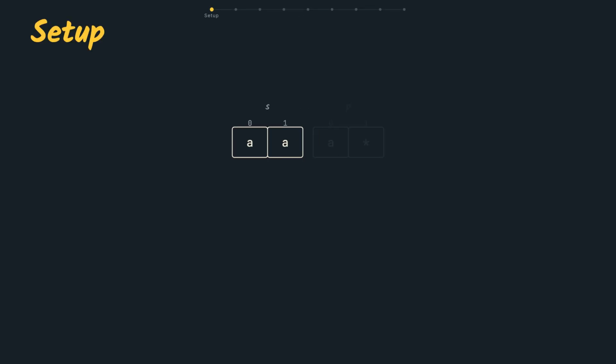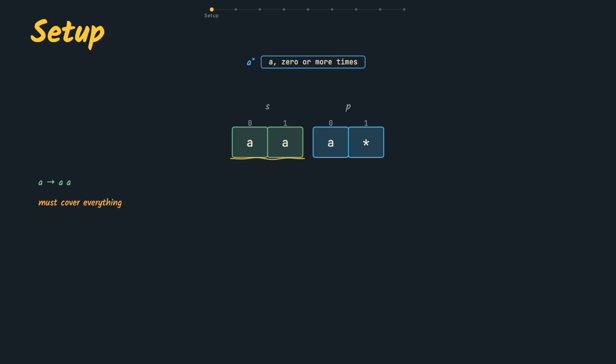Let's make that real. Our string is AA, just 2 A's. Our pattern is an A, then a star. That star isn't its own thing. It clings to the A in front of it. Together they mean the letter A, repeated any number of times. So does AA match? Repeat that twice and you get AA exactly. Feels like a yes.